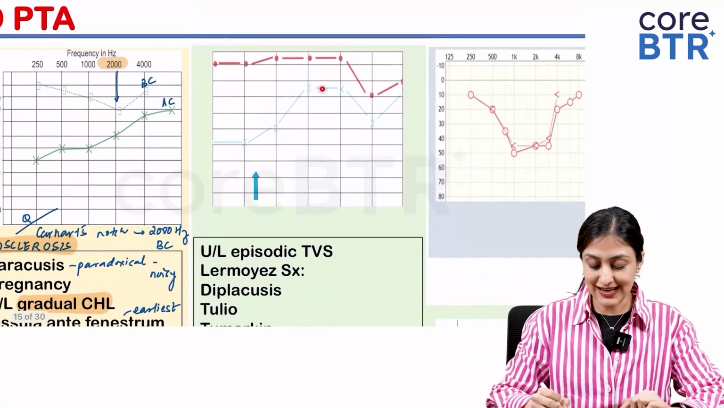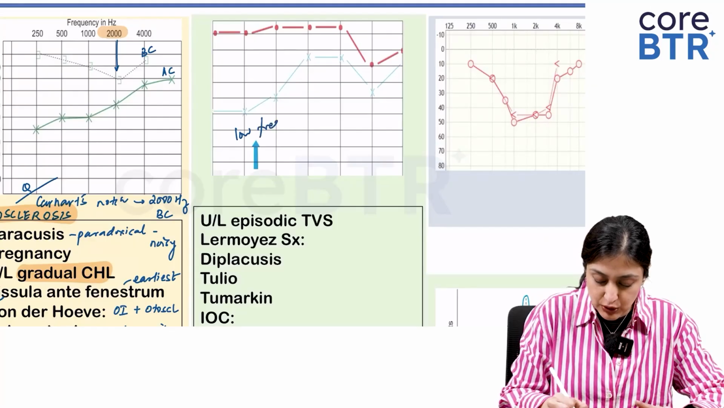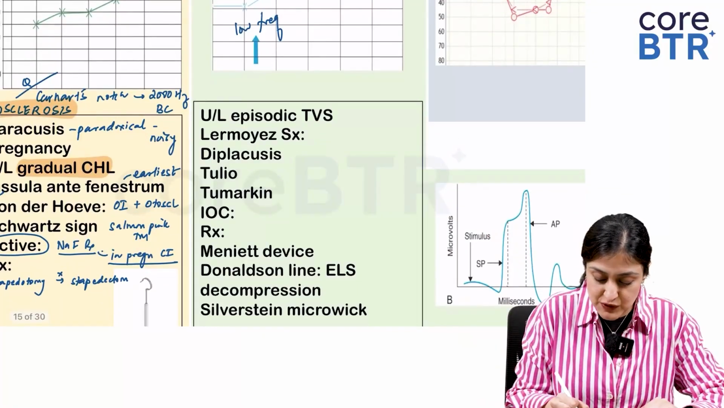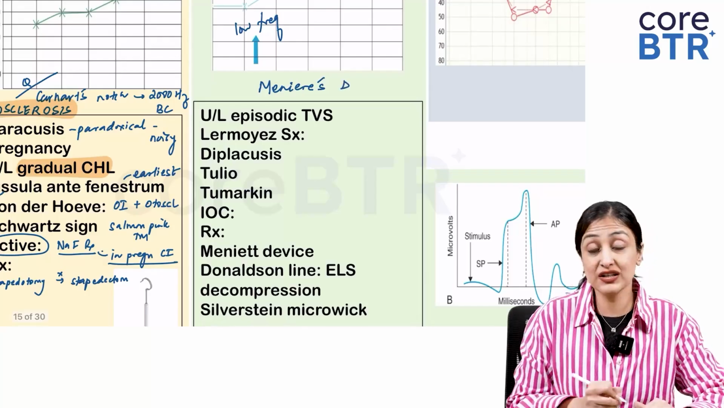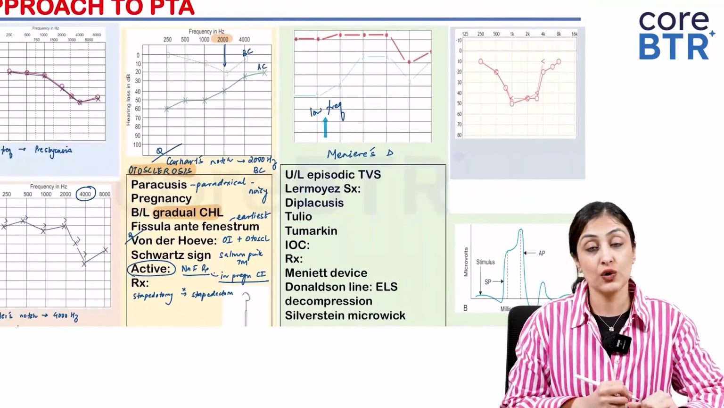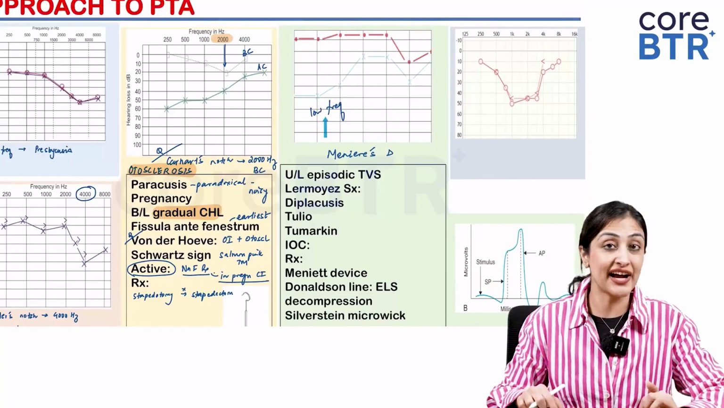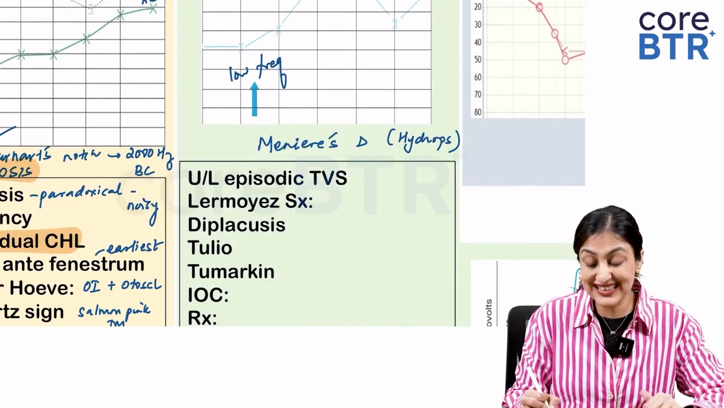Now look at a rising curve. So this is where the hearing loss is more in the low frequency. So low frequency, rising curve. This is what is seen in Meniere's. So in early Meniere's disease, we are going to see a low frequency hearing loss. What is Meniere's? In one line, remember, endolymphatic hydrops. So this is where we are having too much endolymph in the inner ear.